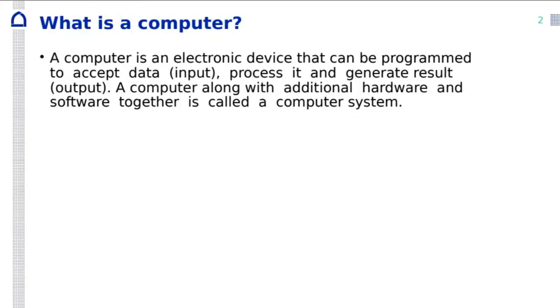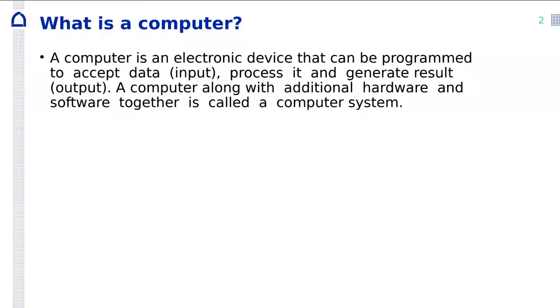So what is a computer? This is the week 1 presentation. As I discussed earlier, a computer is an electronic device. It can be programmed. Why? To accept data and then process this data. After processing the data, it will generate a result, or we call it output. Okay? So a computer consists of hardware and software. The hardware and software, we call them a computer system.